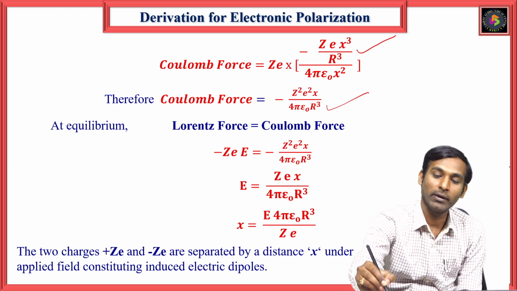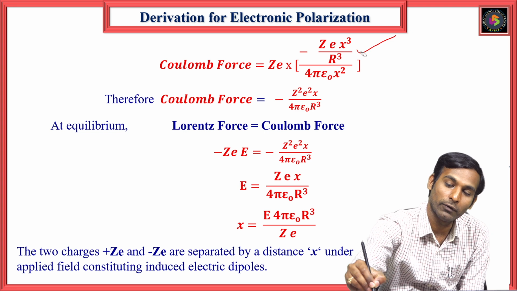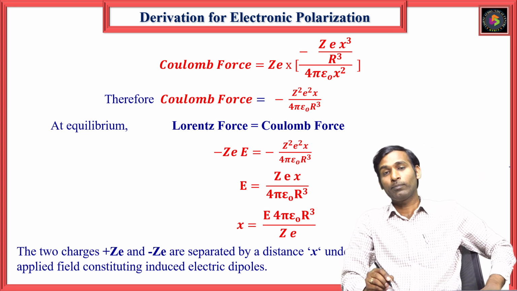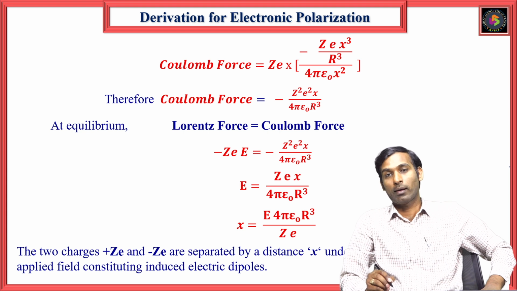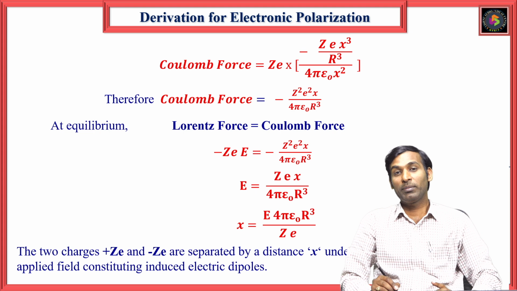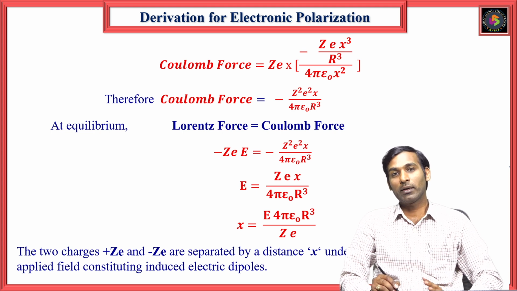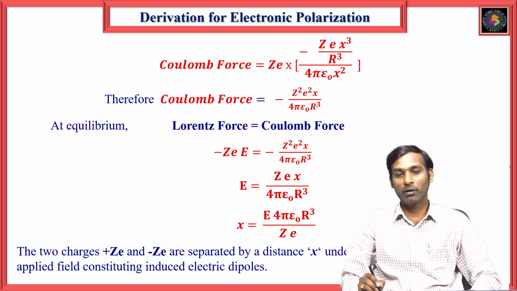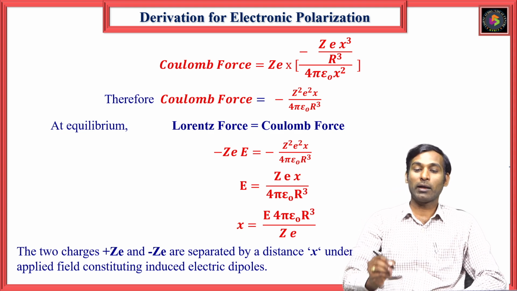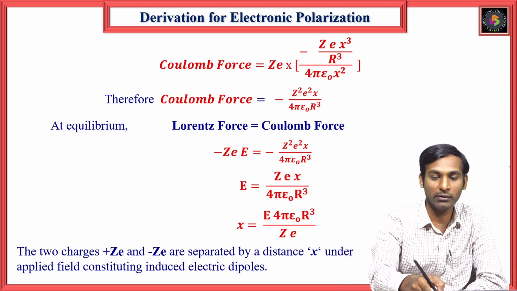Now, what is our aim? Our aim is to find the electronic polarizability due to the atom. According to the thermal equilibrium condition, the two forces are equal: one is the Lorentz force, and one is the Coulomb force. The Lorentz force is defined by the equation in this way.